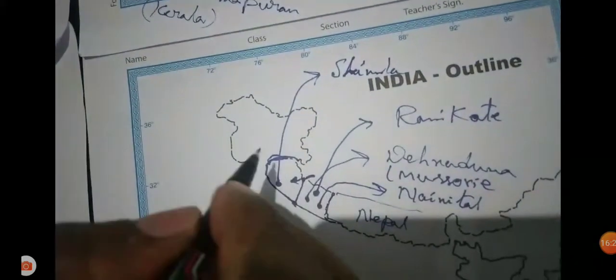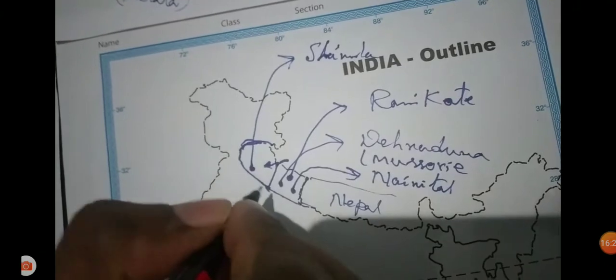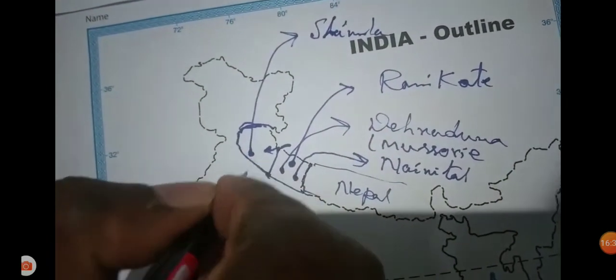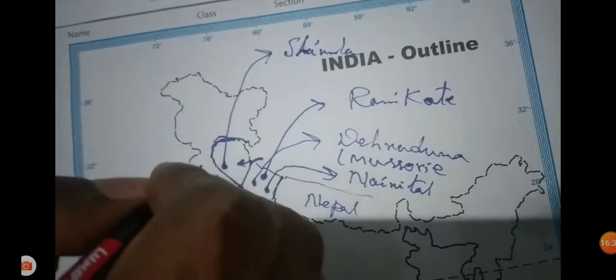Shimla is the capital of Himachal Pradesh. Some hill stations are also here. Shimla is one of the famous hill stations. Next, the valleys.